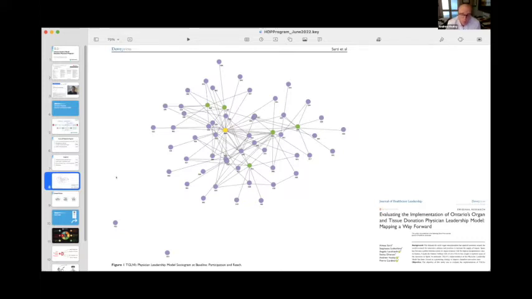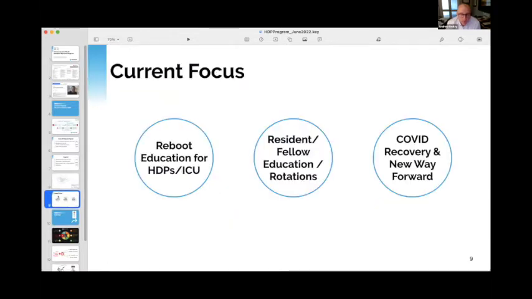We had some work to do beyond just the connection to the regional nodes, in that we're now trying to facilitate communication amongst hospital donation physicians. And you know, we quickly got invited to engage our two outstanding people that were a little farther outside of our network. So our current focus is really a reboot in education for HCPs and the ICU attendings and nursing staff. We have not been able to do very much of that through COVID.